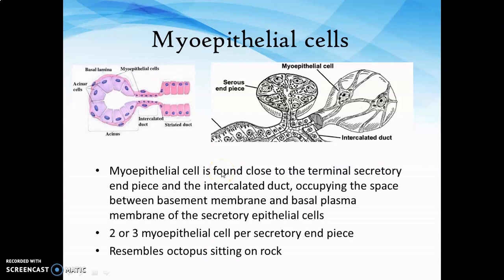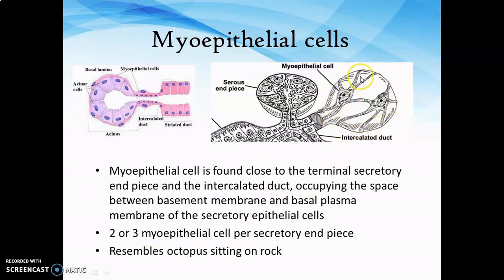Other than serous and mucous epithelial cells, there is a specialized group of epithelial cells known as myoepithelial cells in salivary gland. The myoepithelial cells are present associated with the acini as well as the first duct starting from the acini, known as the intercalated duct. And you can see these cells are enclosed within the same basement membrane of the acini and the duct. These myoepithelial cells resemble an octopus sitting on a rock, as you can see here.